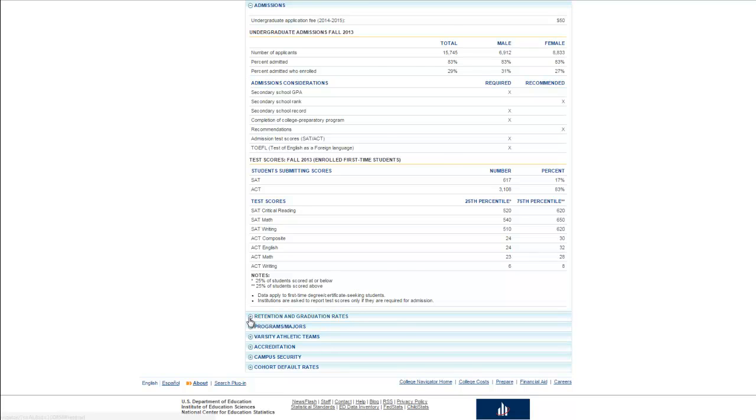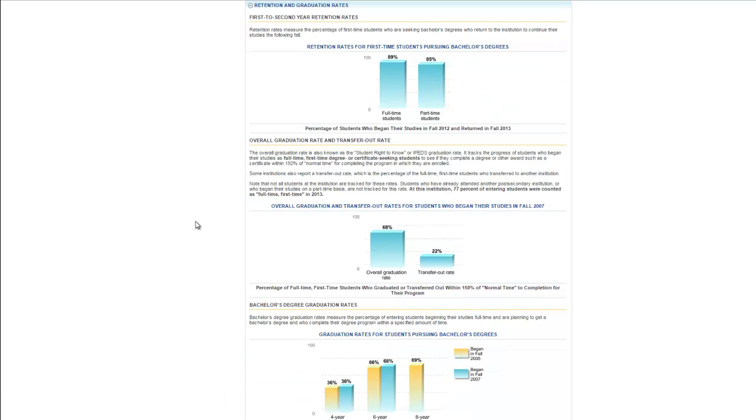So, retention and graduation rates. This is very important because of retention rates: how many kids who enroll come back the next year? And then graduation rate: how many kids actually graduate? And I believe this is a 6-year graduation rate. Yeah, it's a 6-year graduation rate.